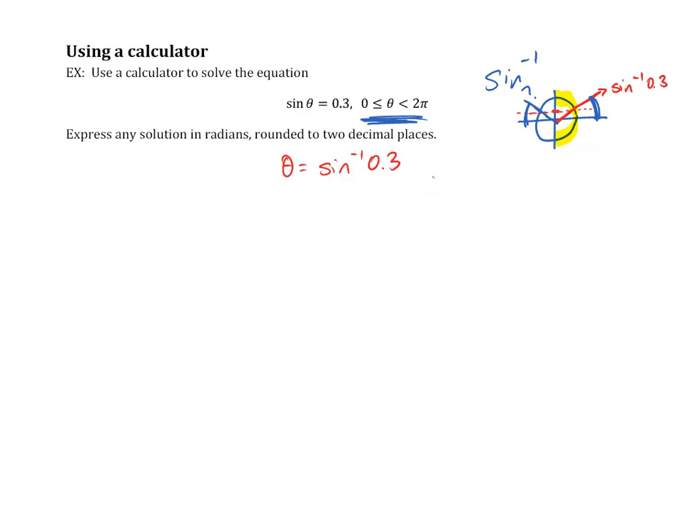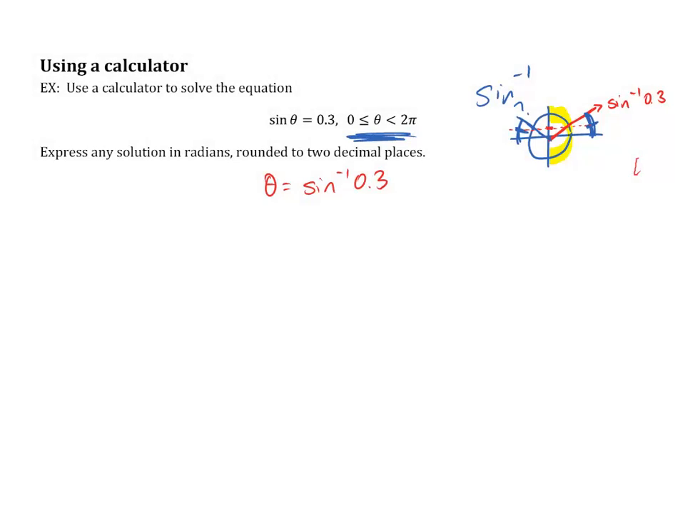So if I plug this into my calculator, and I make sure that my calculator is in radian mode, my calculator gives me that theta is 0.3047 approximately, or to 2 decimal places that's 0.30. But the calculator, remember, only gives me the answer from negative pi over 2 to positive pi over 2, which is this angle. So I also need to know what this angle right here is.